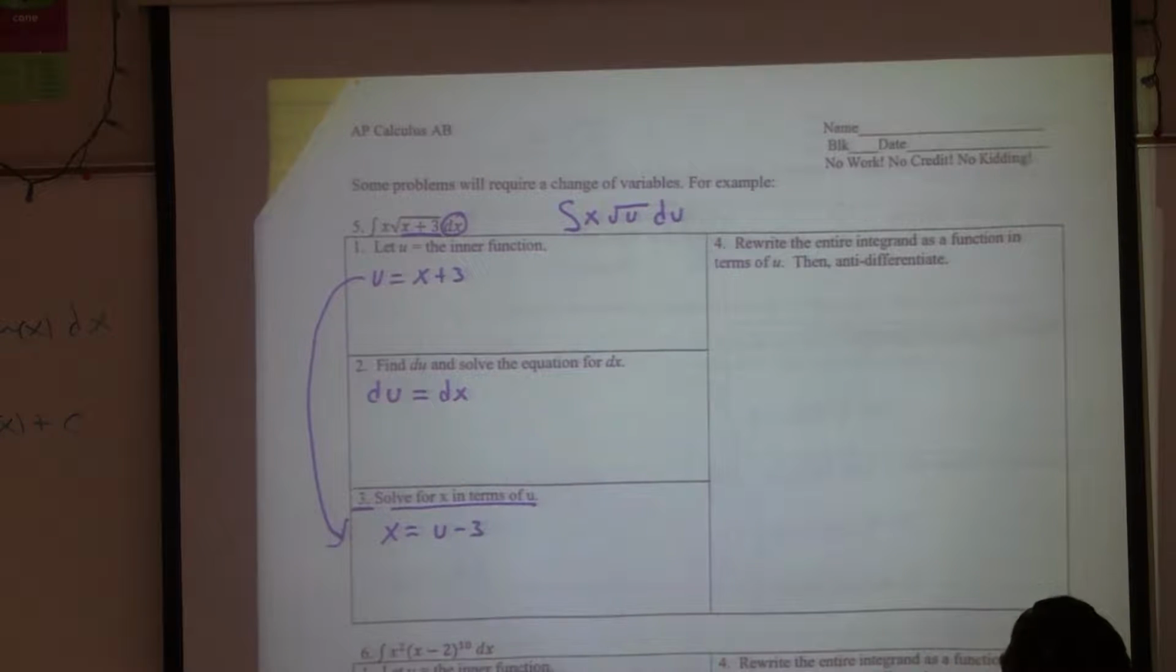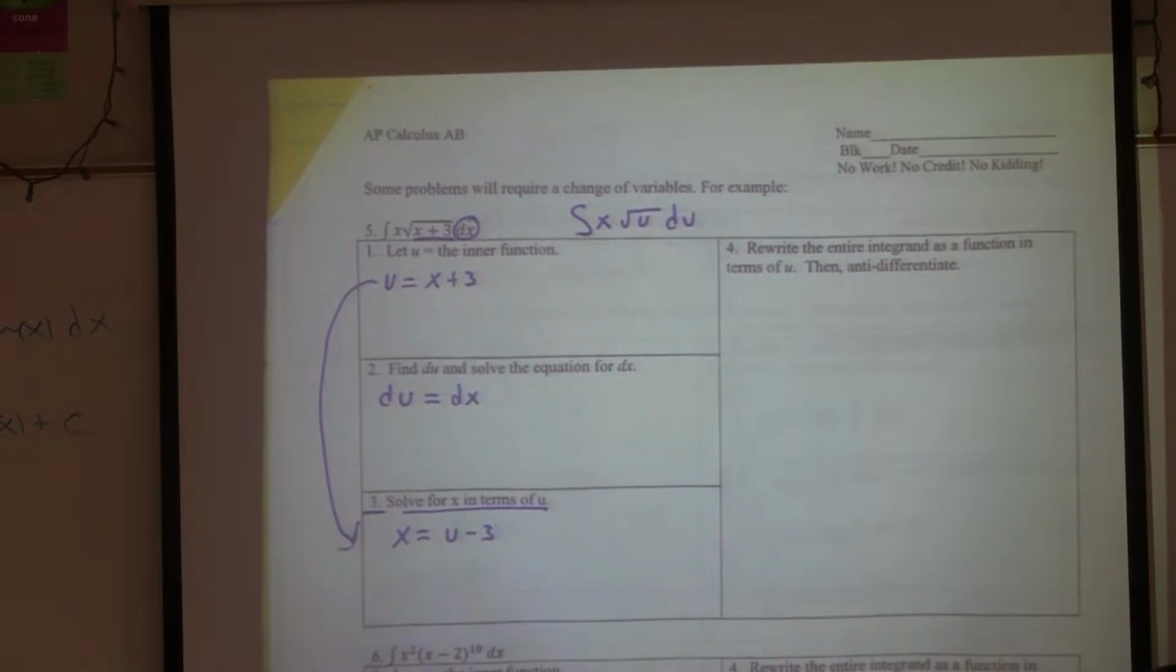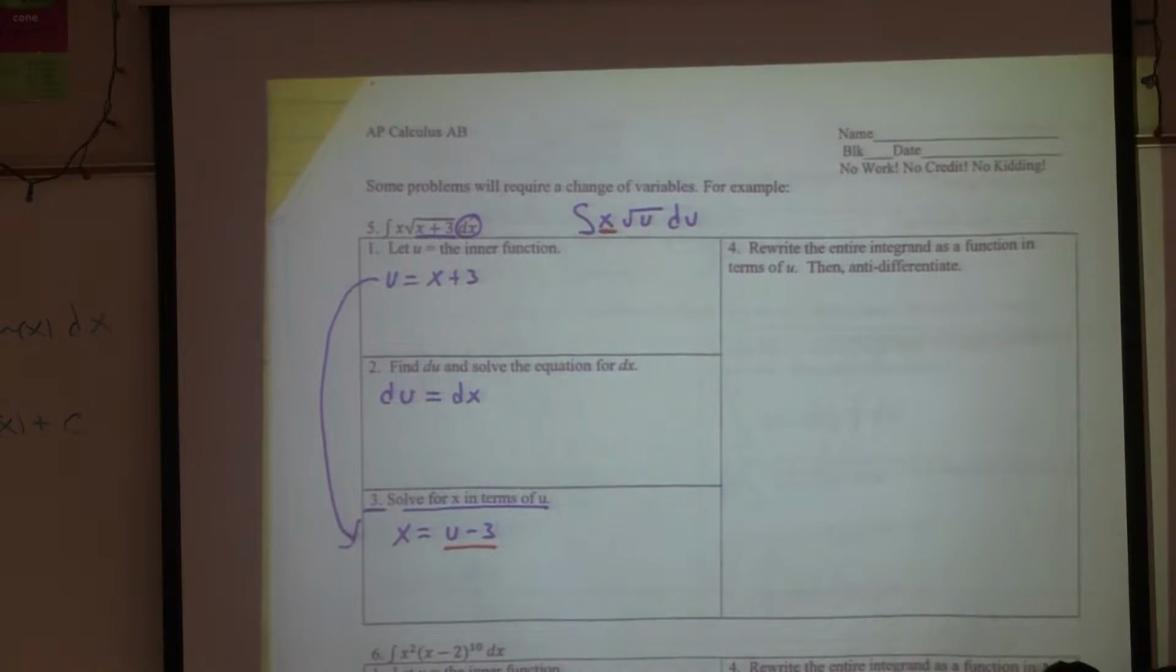Why did we need to solve for x? Because the x doesn't go away on its own. Are we okay? Did you catch that? Alright, so now let's replace everything, because now we can replace this guy with all this, right? So let's do it.